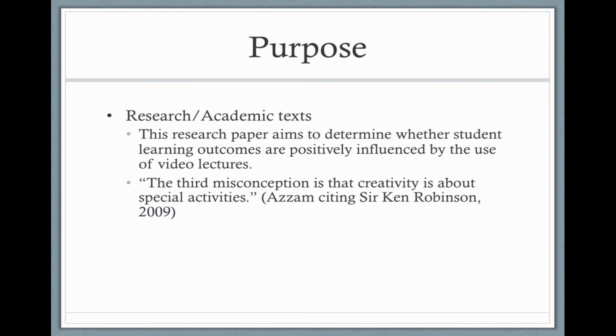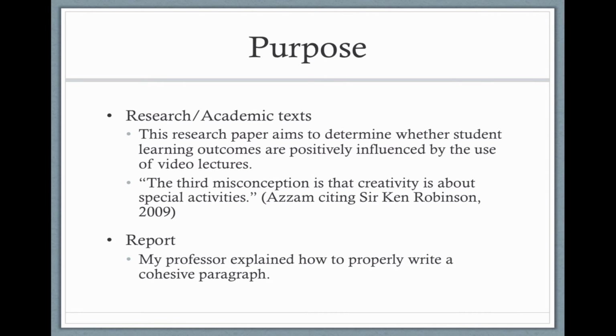In the second example, this is describing ideas. This comes from an article called Why Creativity Now. It's an interview with Sir Ken Robinson, and he's talking about the misconceptions that people have about creativity in education. So he's listing off all the misconceptions, and in this example, the third misconception is that creativity is about special activities. So here he's describing an idea and using a noun clause in order to do that.